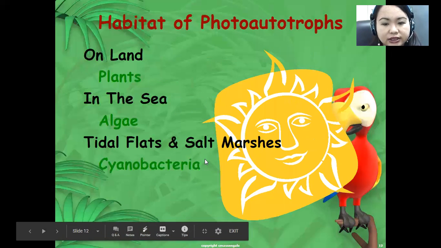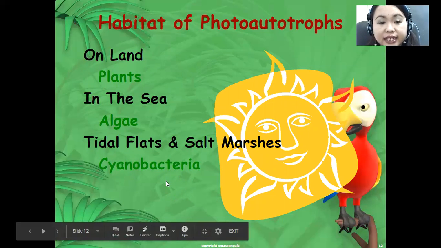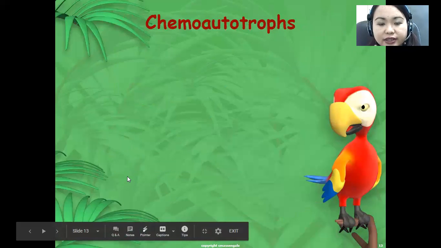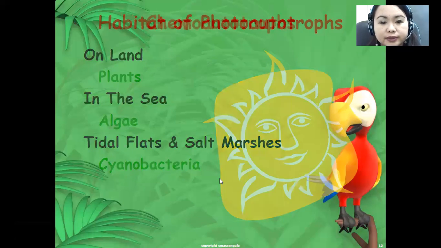The algae. The habitat of these photoautotrophs can be found on land, like the plants, and in the sea, like the algae, and tidal flats and salt marshes, like the cyanobacteria. So all plants, algae, and cyanobacteria are examples of phototrophs.